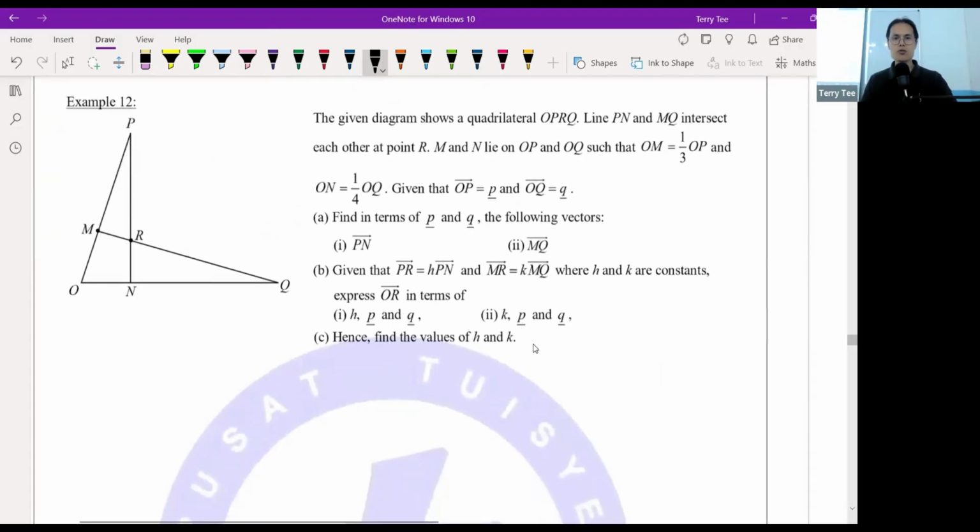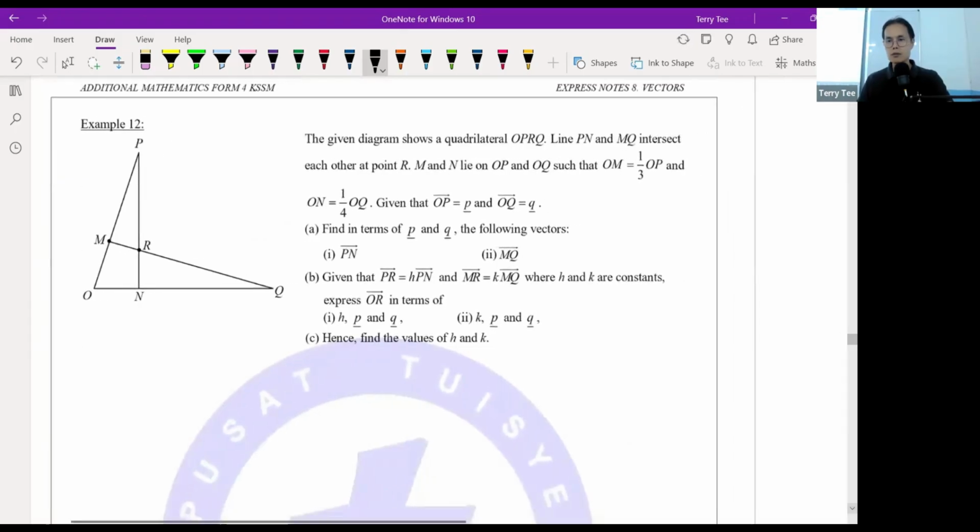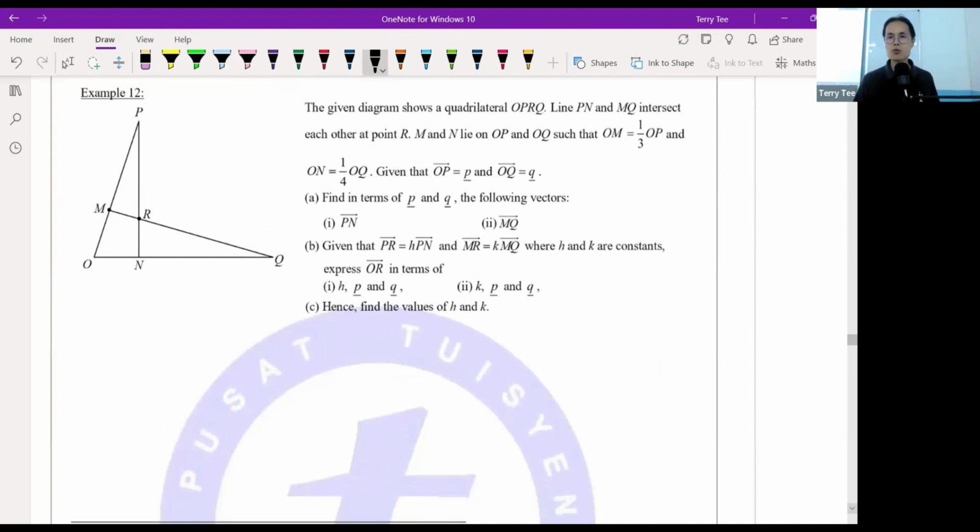Okay, so let me zoom out because I need more space. This question is a lot longer. Okay, example 12. Diagram shows quadrilateral OPRQ. Lines PN and MQ intersect each other at point R.